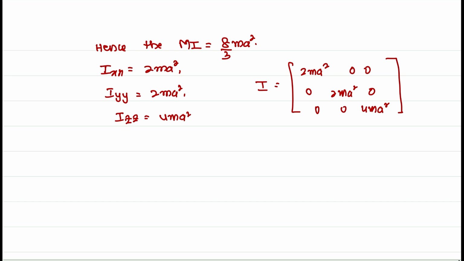Ultimately, it is 1 by 3 into the sum of the moments of inertia Ixx, Iyy and Izz. You can see Ixx is equal to Iyy, but Izz is double Ixx and Iyy. What is the reason? By the perpendicular axis theorem, Izz is equal to Ixx plus Iyy. Just relate them to each other.